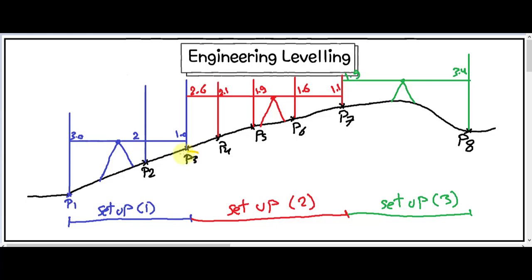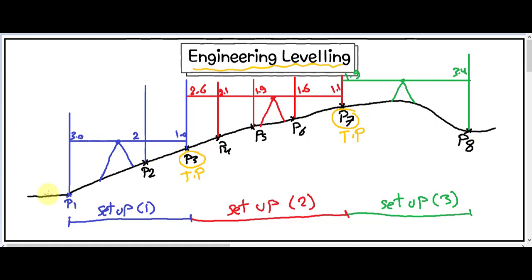So point 3 and point 7, we call them turning points. Why do we call them turning points? Because each is the point between the first setup and the second setup, and here it's the point between the second setup and the third setup. This process we call engineering leveling, and we do it to find the new levels of the different points.